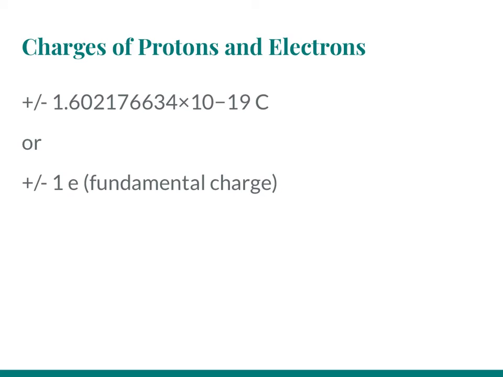Now, all electrons have the same charge. That charge is this number right here, 1.602 times 10 to the negative 19th coulombs. And that is negative for electrons. It's positive for protons. Protons and electrons are exactly evenly balanced. Now, this is also called e. e is the fundamental charge. It's e for electron. And it's that number right there, always a constant.